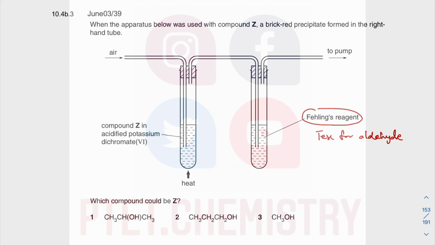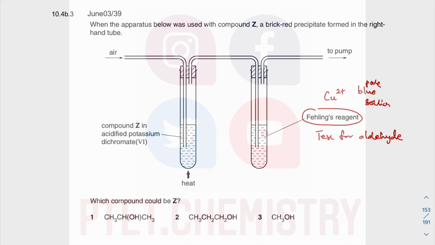So Fehling's reagent consists of copper 2 plus. I will not go into detail, okay, into this, but this is a blue solution. This is a pale blue solution. Actually, it contains something else. It's not just copper 2 plus in water. It's got something else as well.